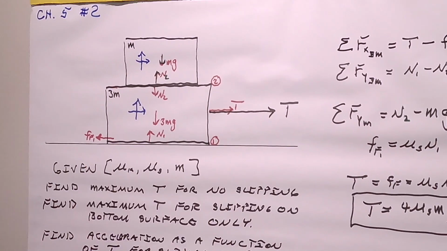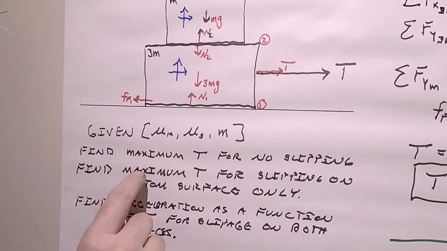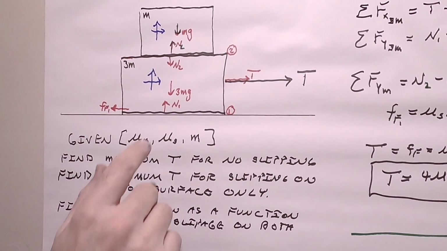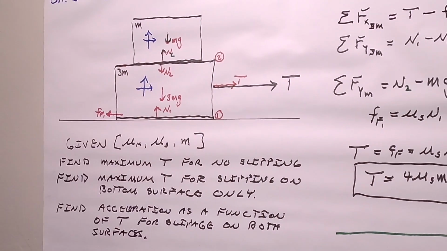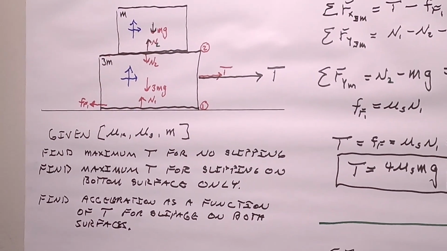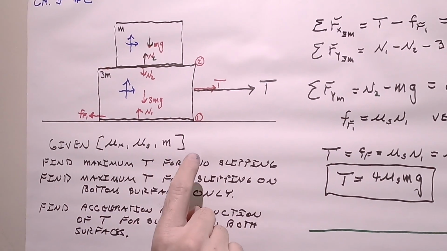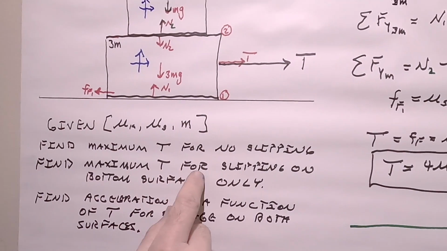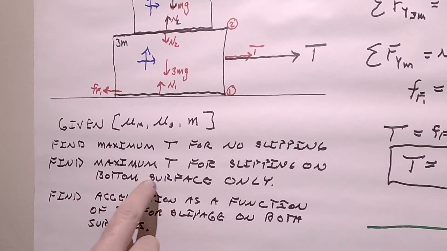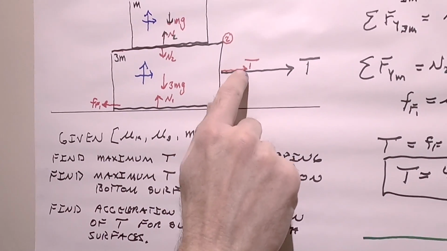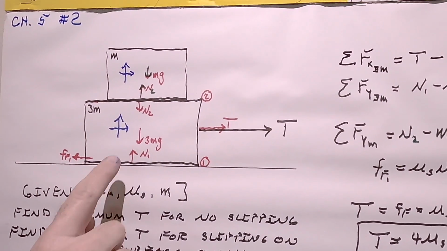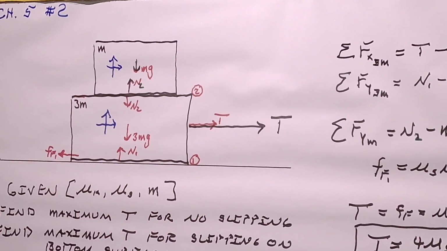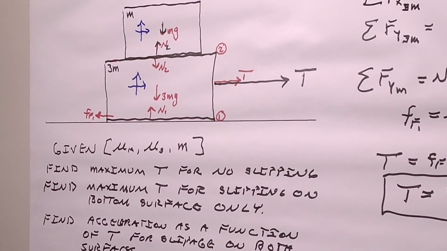If we pull on that with a rope, what's the maximum tension we can put for no slipping? That is, no slipping there and no slipping there. Okay, and so that's the first thing we want to find. The second thing we want to find is what is the maximum tension for slipping on the bottom surface only? If we pull that harder and harder, the bottom surface is going to slip before the top surface. There's no way that one's going to slip and that one doesn't. So the bottom one's going to slip first.